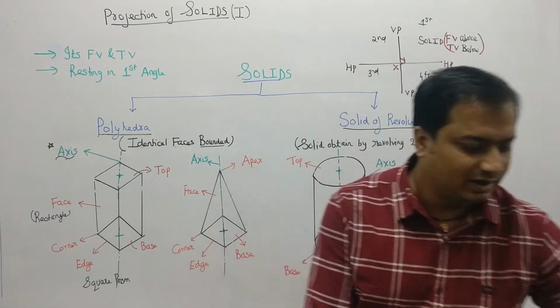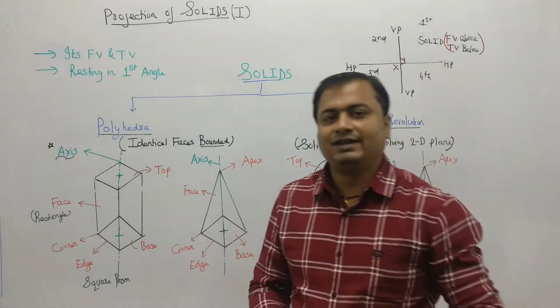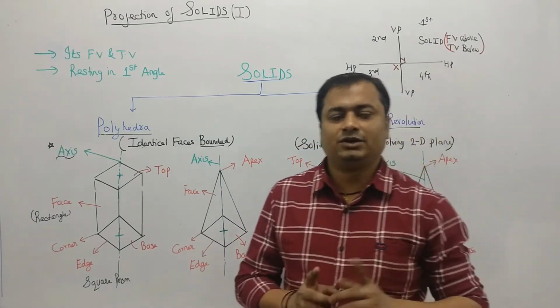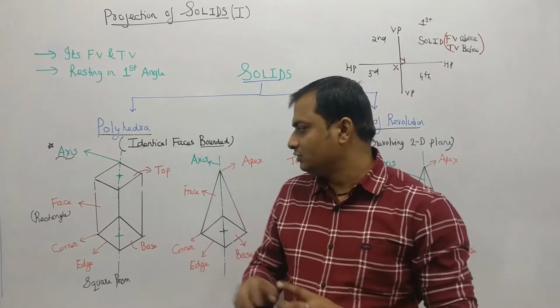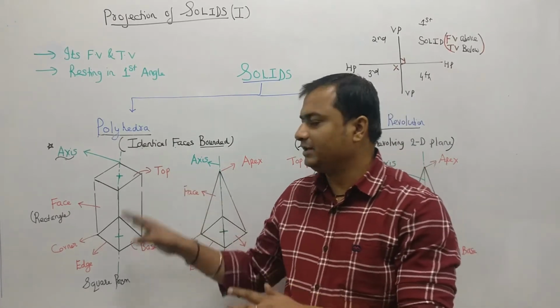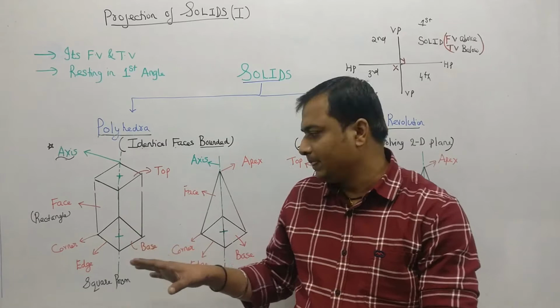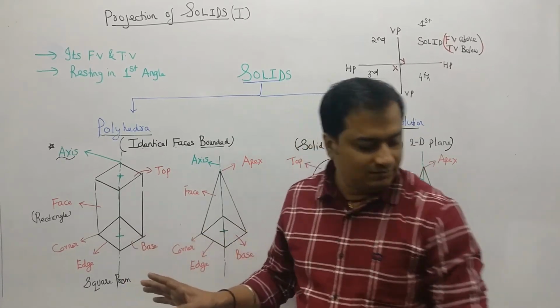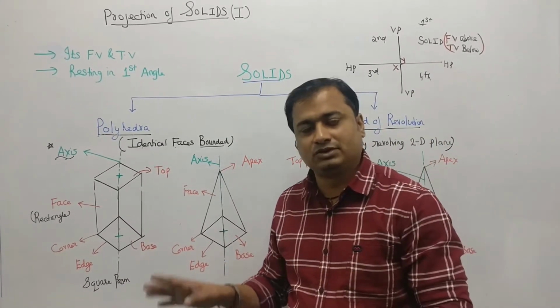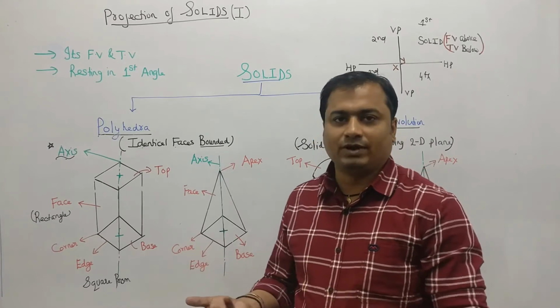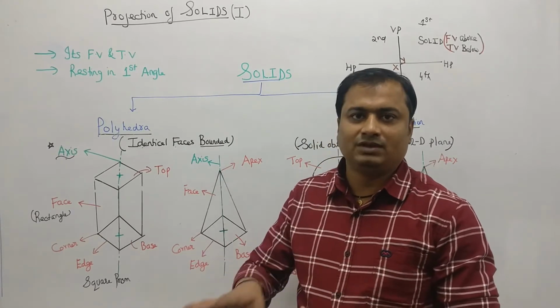Similarly for the hexagonal prism. So you can define the axis of a prism as the line joining the center of the top and the center of the base. So this is the structure of the prism. These are the terms associated with the prism. This is very important, you should keep it in mind. A prism can be square, it can be pentagonal, it can be hexagonal.